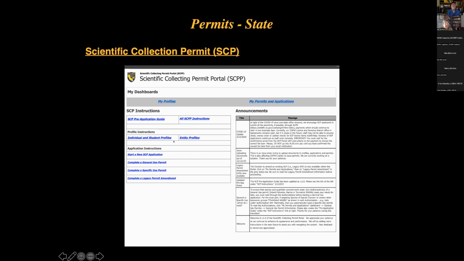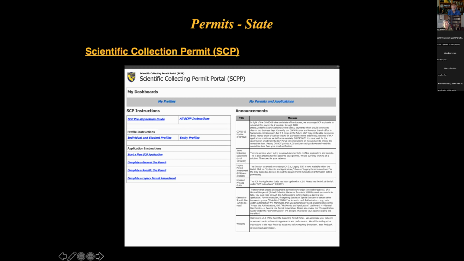Go to entity profiles and fill out the profile piece, and that'll give you a permit number, and now you have a permit pending. All of the other stuff, the application instructions, are going to be really important for you to read. This is a very, very complex permit. We'll talk about it in the field.